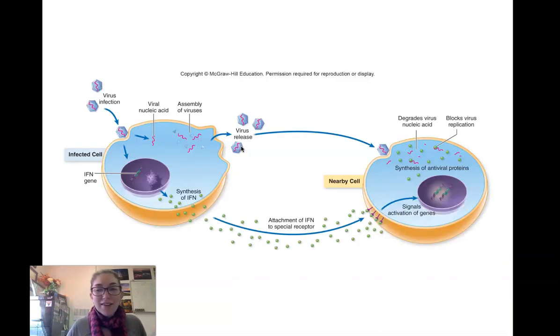So you have a cell on the left here. This one has been infected with a virus, and it's assembling viral proteins. It has been hijacked by this virus. It is already a slave to the virus.